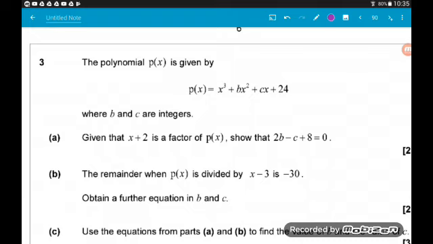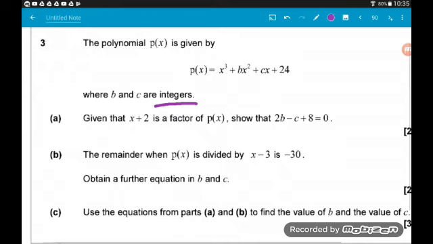Okay, question 1. So, the polynomial p of x is given by p of x is x cubed plus bx squared plus cx plus 24, where b and c are integers. So, that's important. Whole numbers. Given that x plus 2 is a factor of p of x, show that 2b minus c plus 8 is equal to 0. Okay, so we're problem solving straight away. Let's think about what we know then.